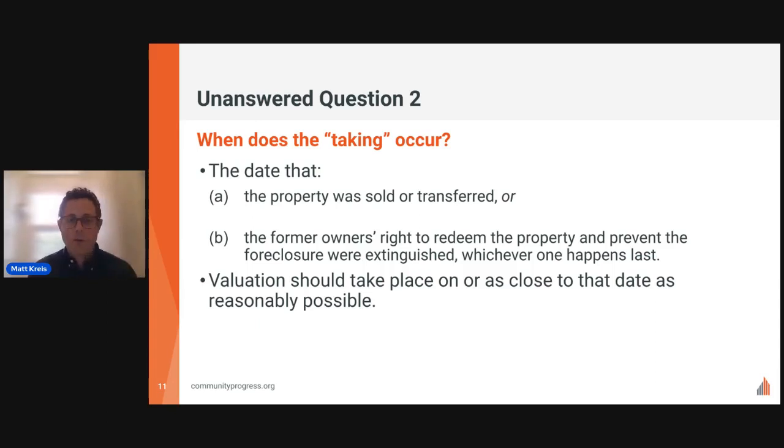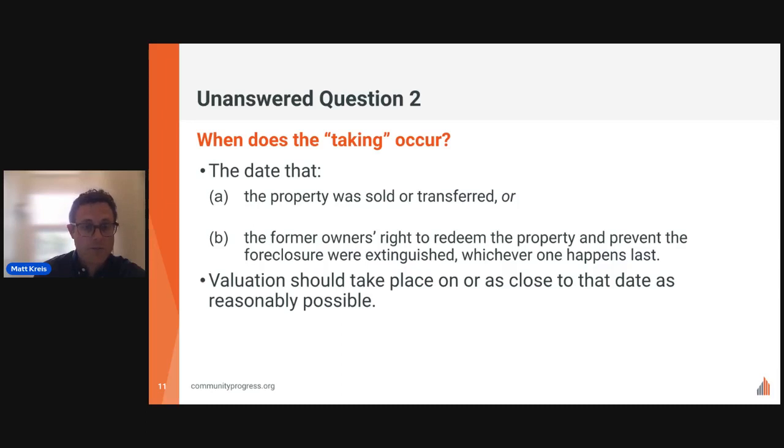So if the local government does foreclose on the property and they take title to it, or title passes, the Supreme Court has suggested that this is a taking of any excess value without the process to claim it. So on what date does that taking occur, right? So we're saying the date that the property was sold or transferred, or the former owner's right to redeem the property and prevent the foreclosure was extinguished. Whichever one of these things happens last.